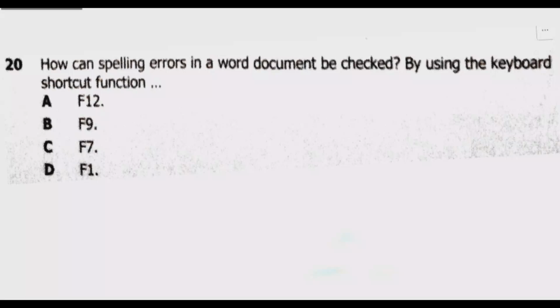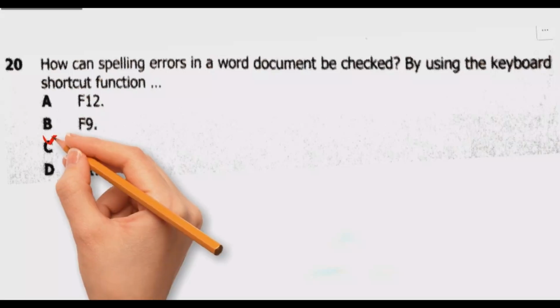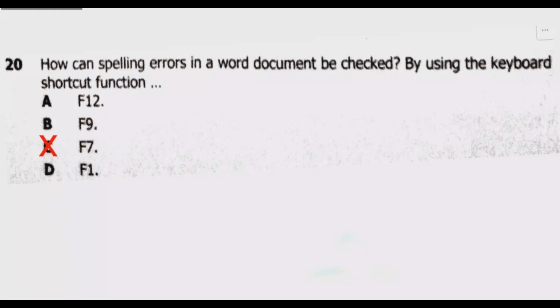Question 20 is as follows. How can spelling errors in a Word document be checked? By using the keyboard shortcut function dash. Okay. How can spelling errors in a Word document be checked? By using the keyboard shortcut function A, F12, B, F9, C, F7, D, F1. The correct answer is C, F7.